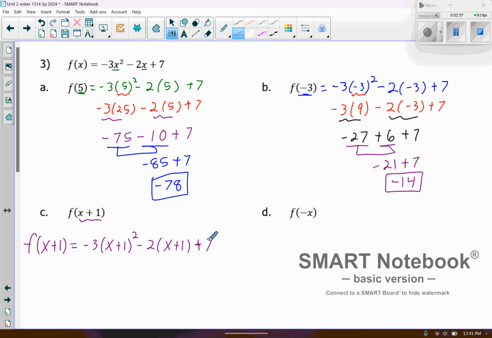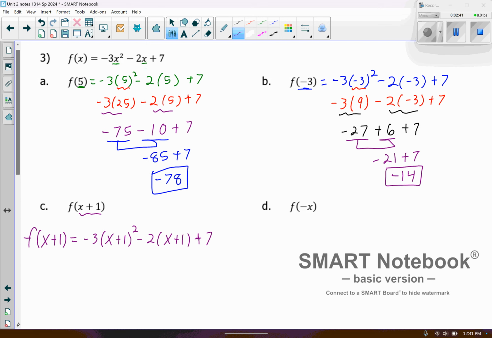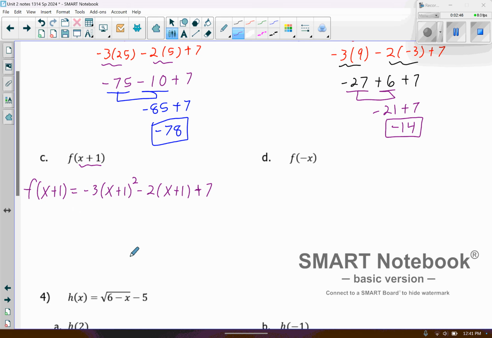So we did have something like this in the previous video. And so what we're going to have to do here is we're going to have to square this. And when we square it, you're actually going to break it apart and FOIL it. And let's see, I don't have a lot of room here, but negative 3 times x plus 1 times x plus 1. And then I'm going to go ahead and distribute this now. So minus 2x minus 2 plus 7.